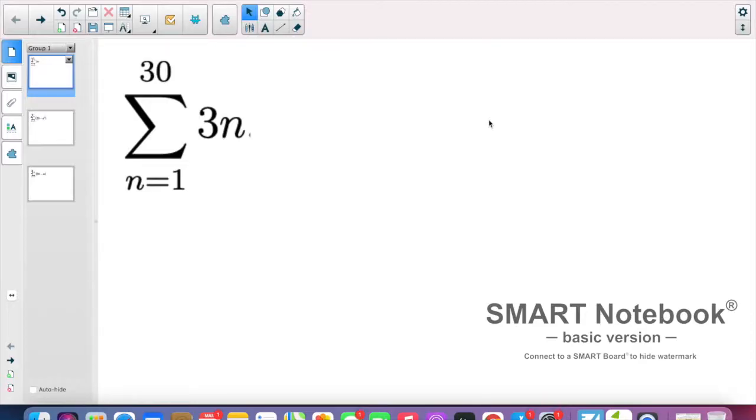So let's suppose we've got this sigma notation. Sigma goes from n equals 1 to 30 for 3n. And I want to solve that using Desmos. The problem here is we don't want to put 1 all the way up to 30. So we would have to put in 1, 2, 3, 4, 5, all the way up to 30 into this, add all those answers together to get the answer.